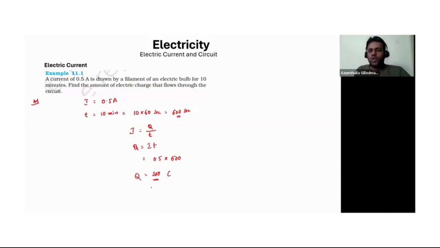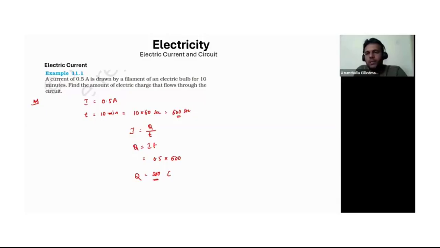You understood? So how much charge is flowing through this circuit? 300 coulombs of charge is flowing through this circuit. So that we can say. Understood? So these type of problems can be asked in the board exams.